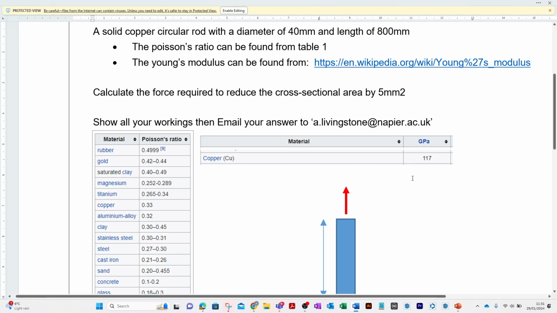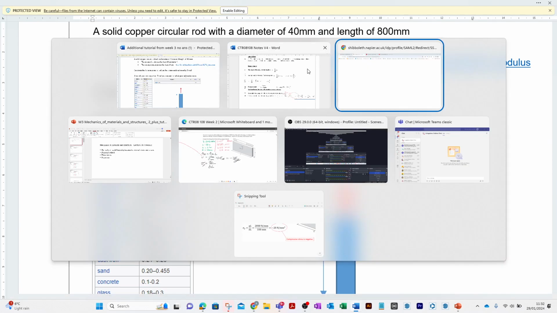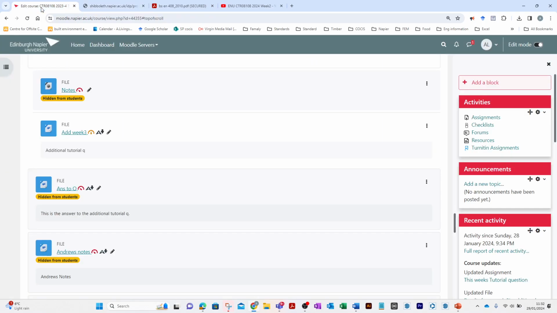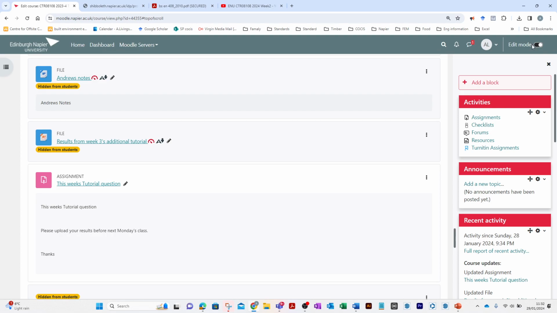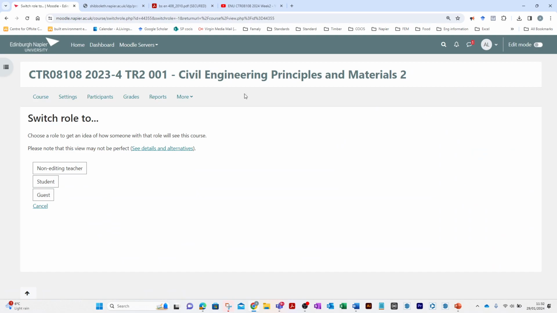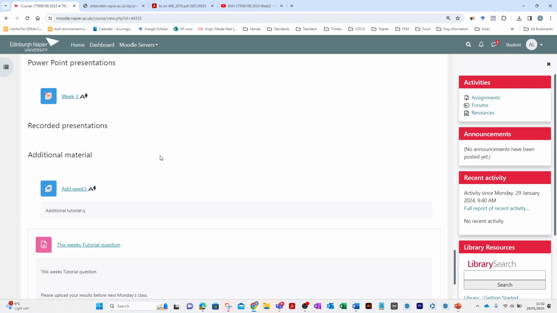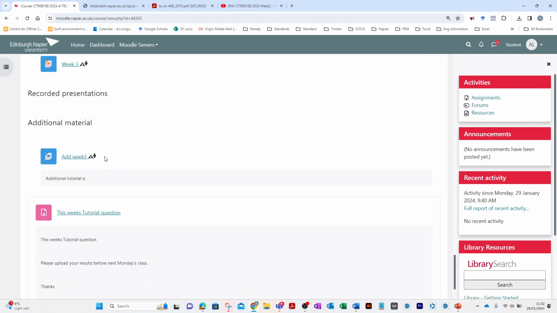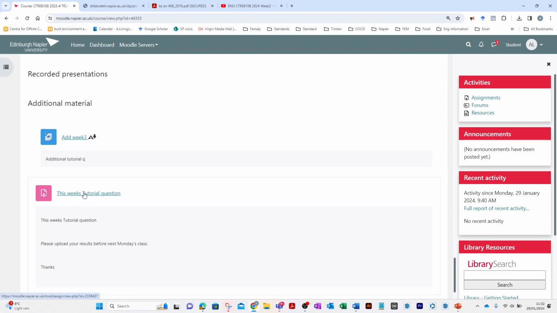Once you have your answers done, don't email it to me, ignore that, that was for last year. Don't email it to me. Put it into here, please. Right, can I do student view? Yeah, that's more like it. Your tutorial, additional for week 3, and submit it into there.